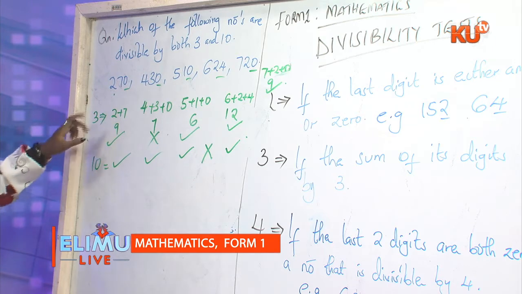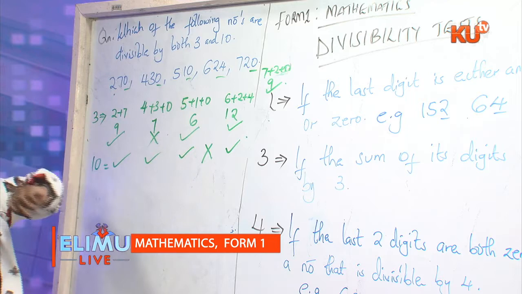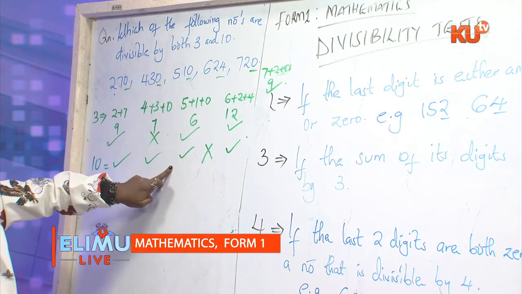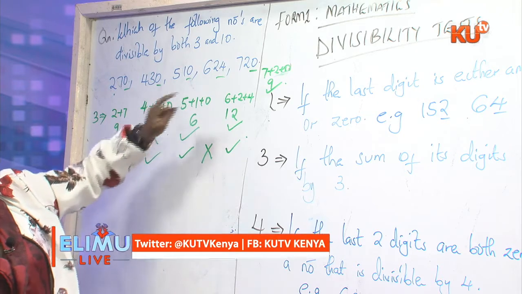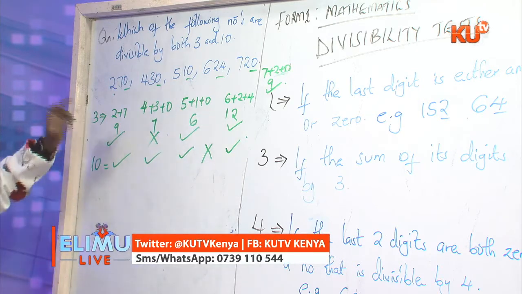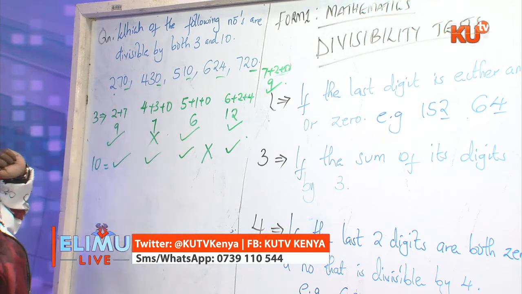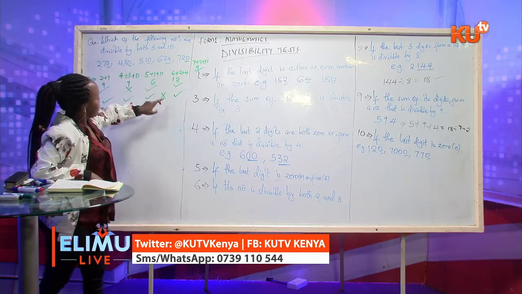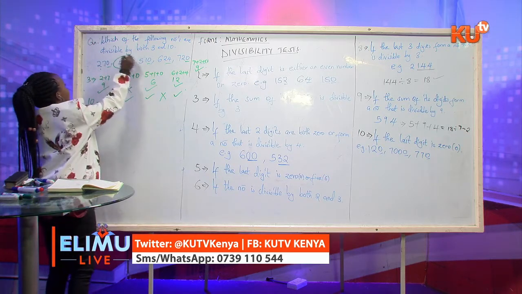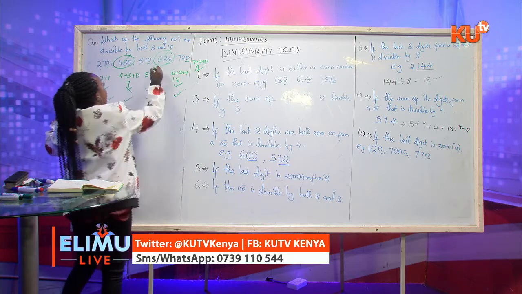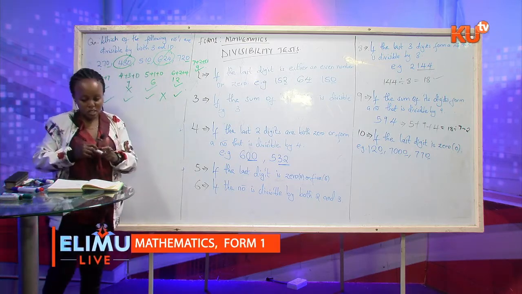So the numbers that are divisible by both 3 and 10 are 270, as you can see, it was divisible by both 3 and 10. 510 was divisible by both 3 and 10. Next, 720 was divisible by both 3 and 10. But 430 was not divisible by 3, and 624 was not divisible by 10, meaning that the numbers divisible by both 3 and 10 were 270, 510, and 720.